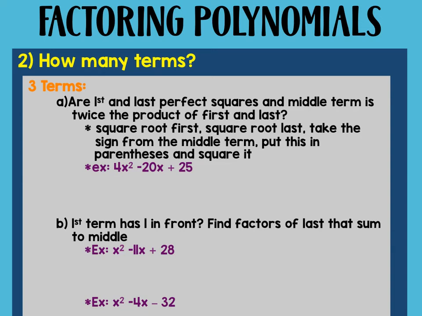The first one is if there are 3 terms, and the first and the last are perfect squares. We already said there's one where there are 2 terms, perfect squares. That's the difference of 2 squares. This one is if there are 3 terms, and the first and the last are perfect squares. If that's the case, and also the middle term is twice the product of the first and last, then it is a perfect square trinomial. That's what these are called.